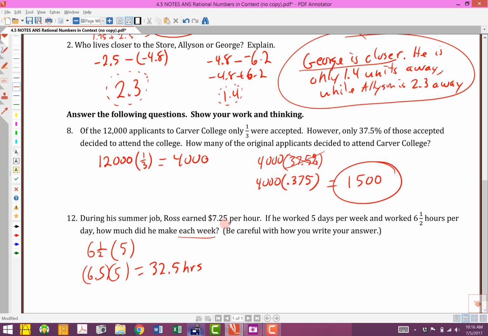And then he earned $7.25, and we want to know how much did he make. So we take that 32.5 hours, and he earned $7.25 per hour. Now, I'm not going to make a big deal of this now, but this is going to become a big deal later on. I'm going to go ahead and cancel this hour with that hour. So the units are going to cancel. So you'll notice that the only unit left is dollars. So the answer to this is dollars.